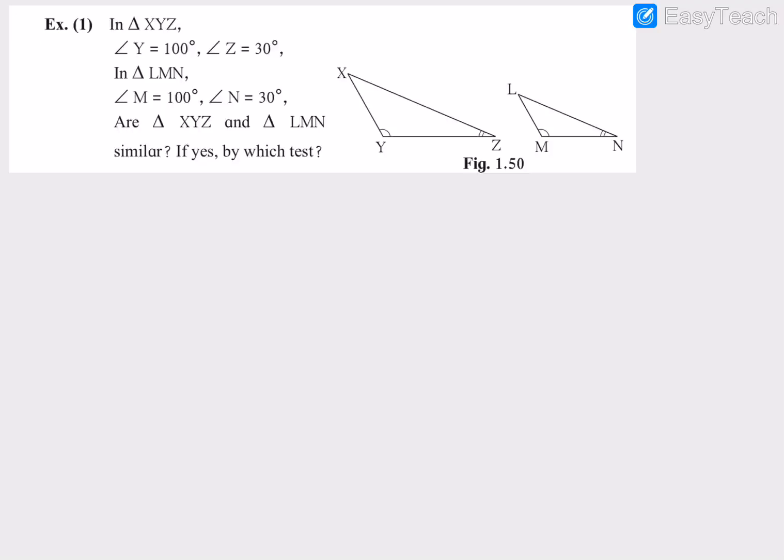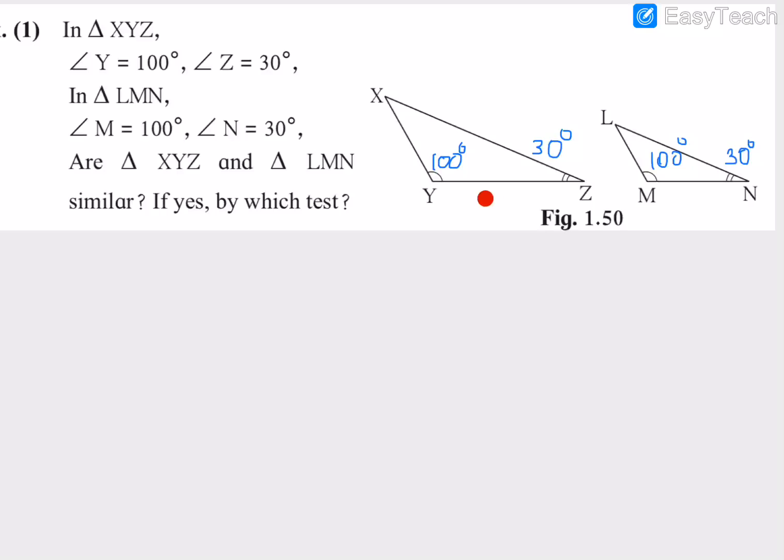Now we are going with the example. So it is problem 1. In triangle XYZ, angle Y is given as 100 degrees, angle Z is given as 30 degrees, and in triangle LMN, angle M is 100, angle N is 30 degrees. We have to check whether these two triangles are similar, that is, triangle XYZ similar to triangle LMN, and if they are similar, by which test we prove the similarity. Two angles of the two triangles are given, 100 degrees and 30 degrees.